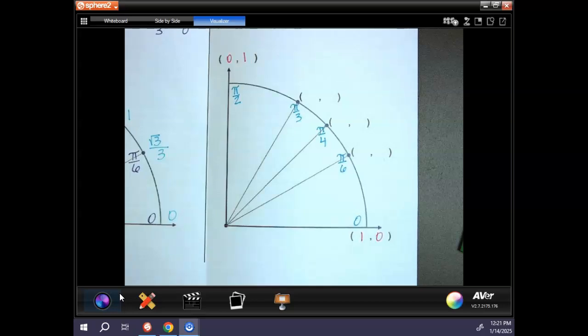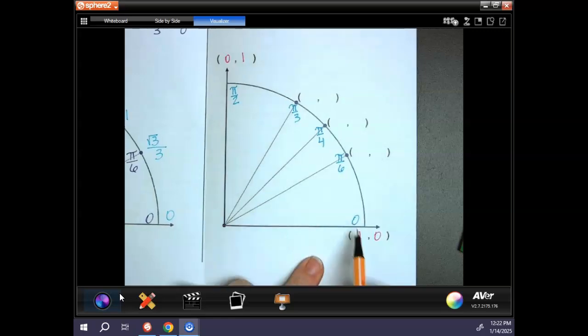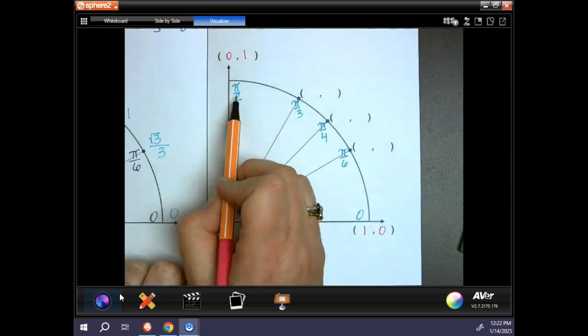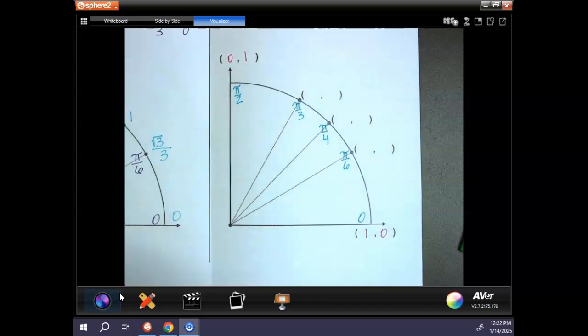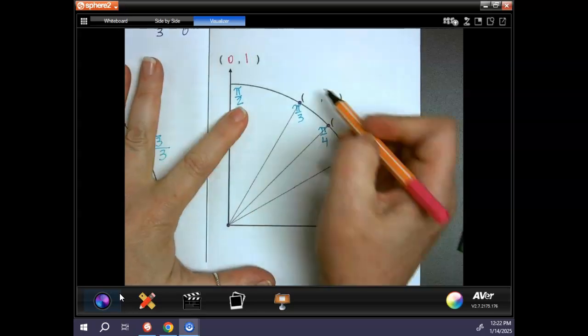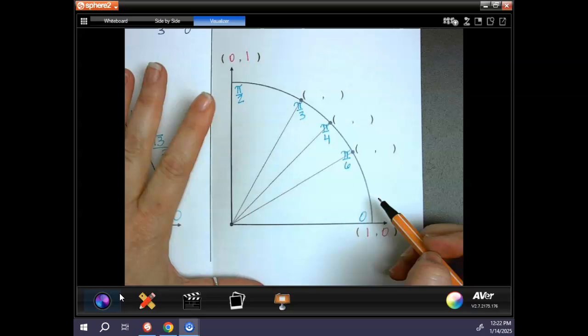What is the cosine of 0? What's the cosine of 0? 1, because here we are at 0, the x value is 1, right? The sine of 0 is 0. The cosine of pi halves is 0. The sine of pi halves is 1, right? You just have to know where you're thinking about on the circle so you can get the ordered pairs in the right spots.